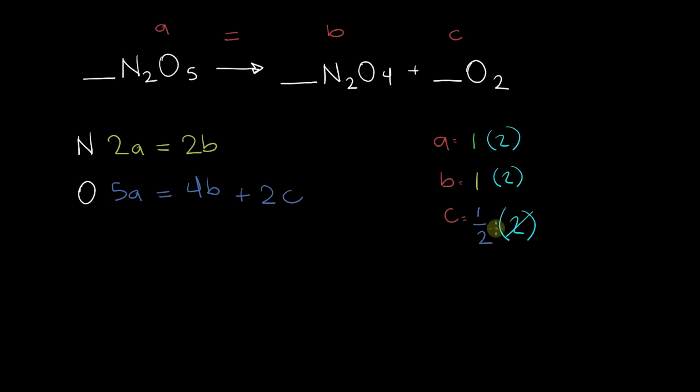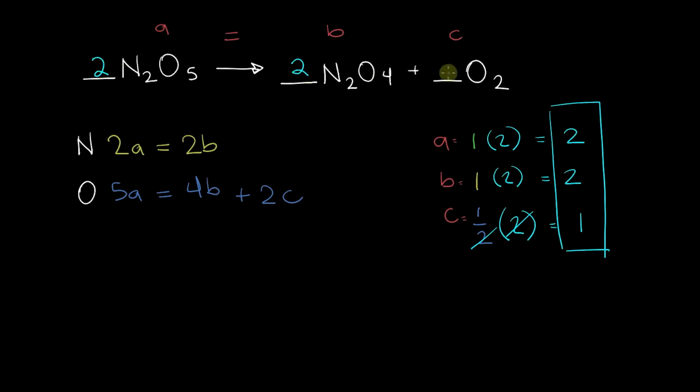Multiplying the fraction by its denominator will cancel it out and give us a whole integer. In this case, C now equals 1. B now equals 2 because we multiplied the provisional coefficient by 2. Same thing applies for A. We are done now. These values are our new coefficients, which we will write out in the chemical equation to have it balanced.